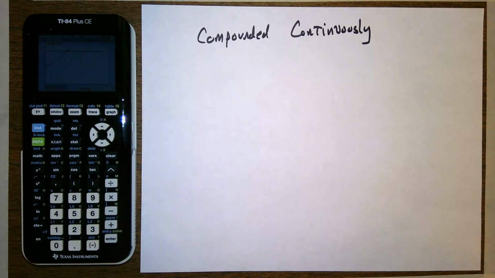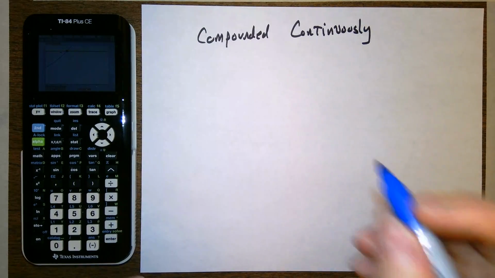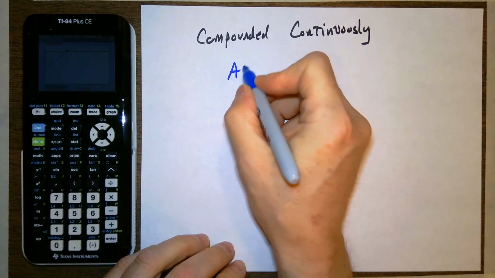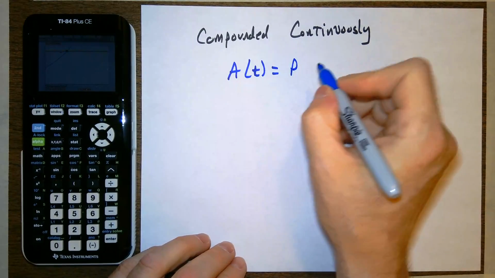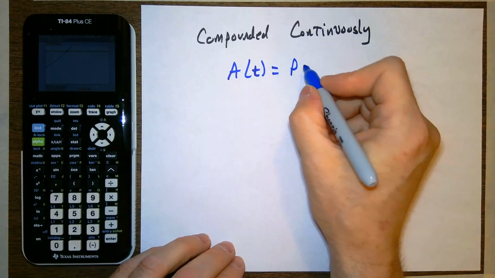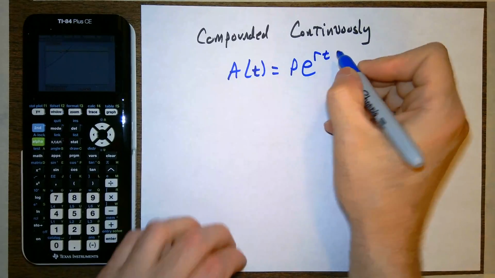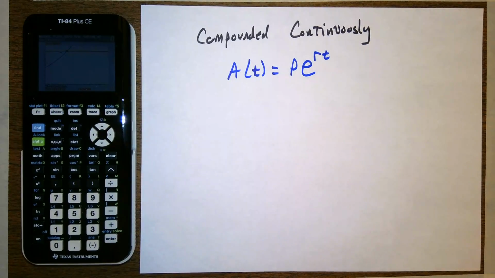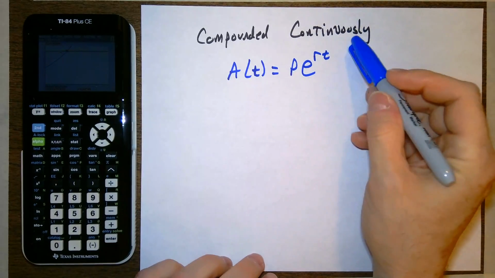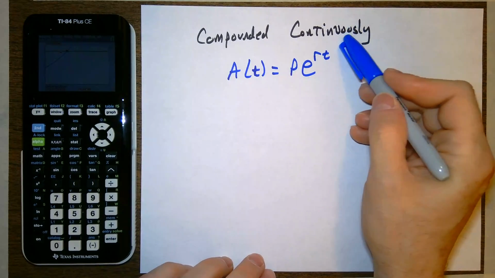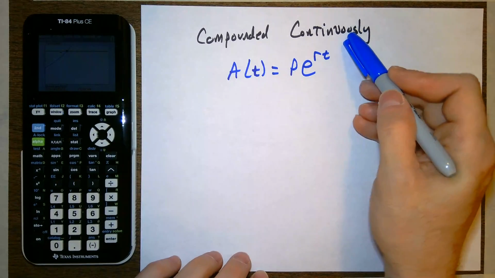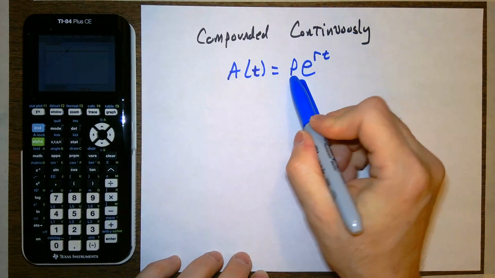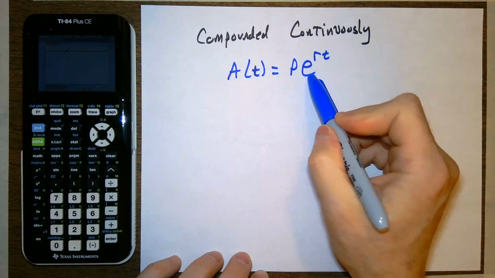Continuous compounding interest. Here, my amount as a function of time is equal to the principal times e to the RT, where e is Euler's constant. So this is continuous interest. Continuous refers to the compounding period, compounding continuously here. So I've got my principal, I've got the rate and time, Euler's constant.